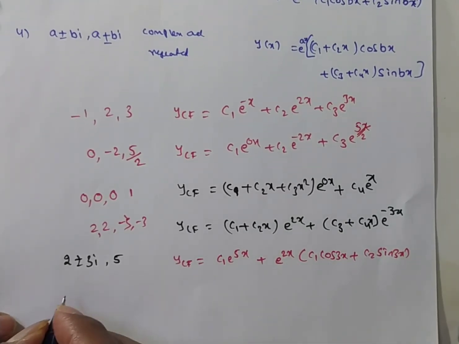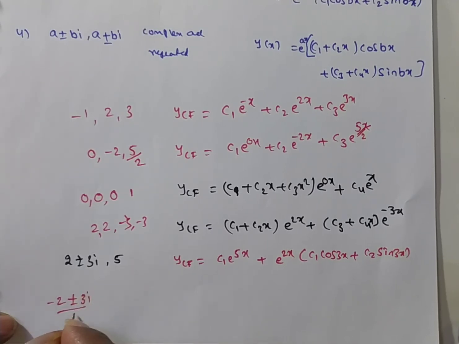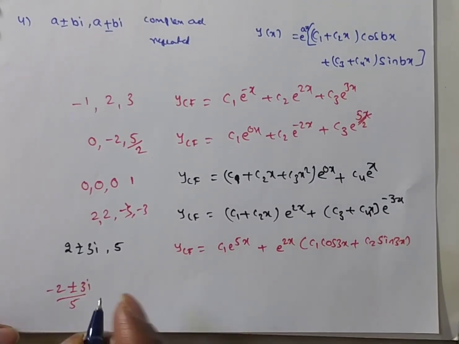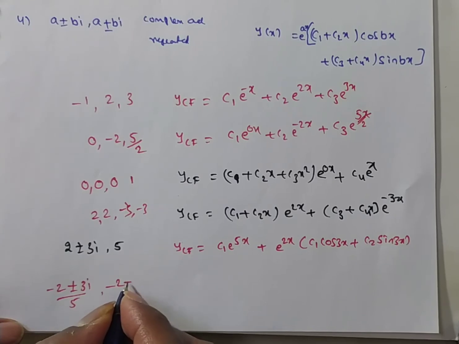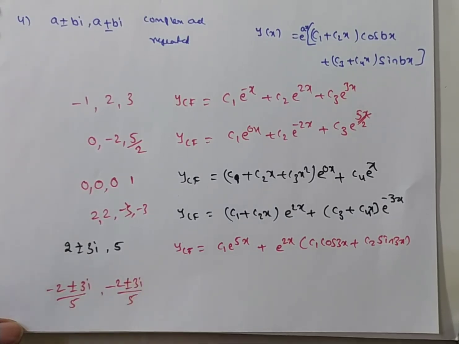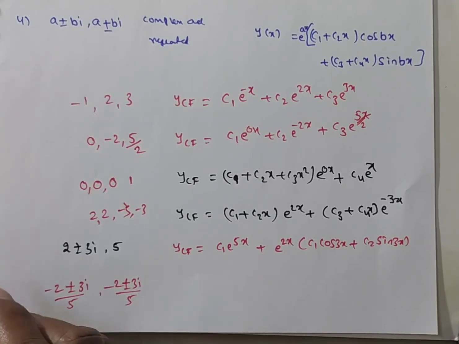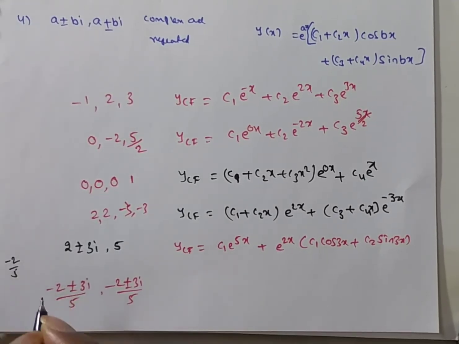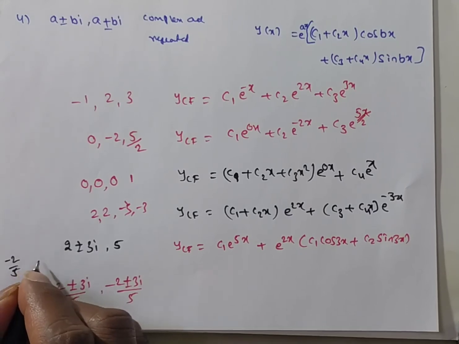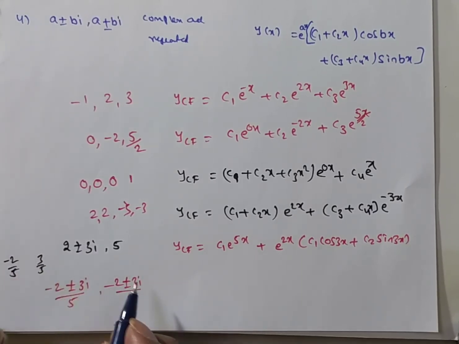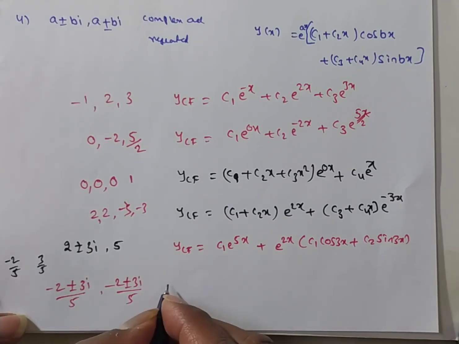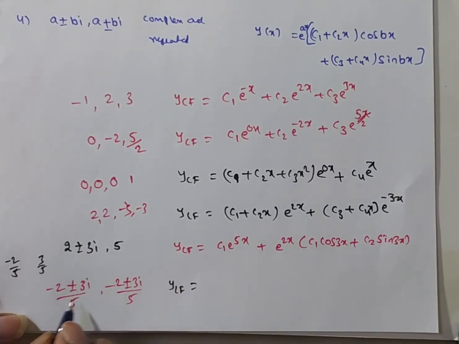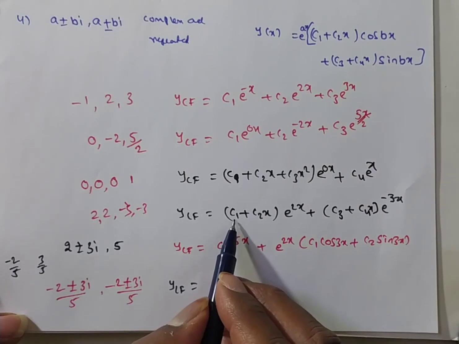Sometimes complex roots may be repeated, like minus 2 plus or minus 3i by 5. Let it be, okay, these are repeated twice. Then in this case, we have to separate the a plus or minus bi form. What is the a here? Minus 2 by 5 is a and b is equal to 3 by 5 only. The coefficient of i is b here, not 3i. Okay. Now in this case, you see YCF. Here it is repeated. Whenever repeated comes, you need to write c1 + c2x.